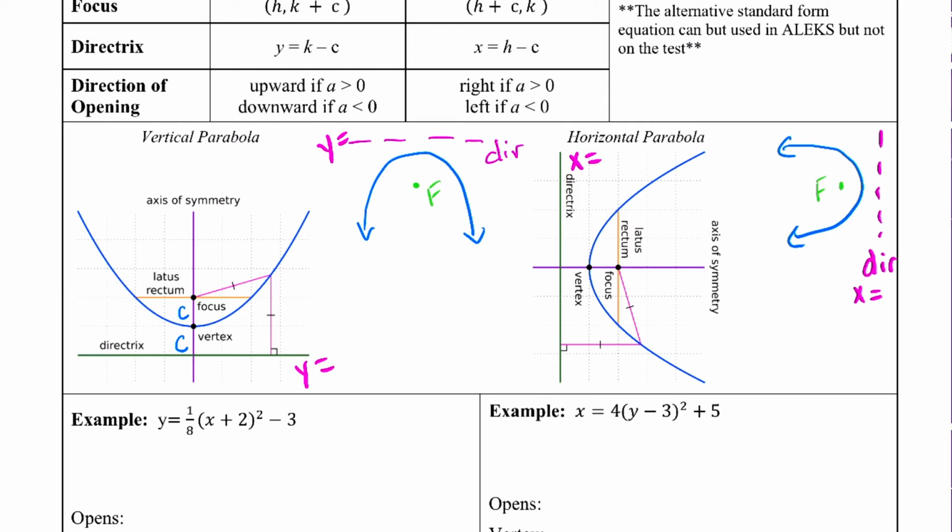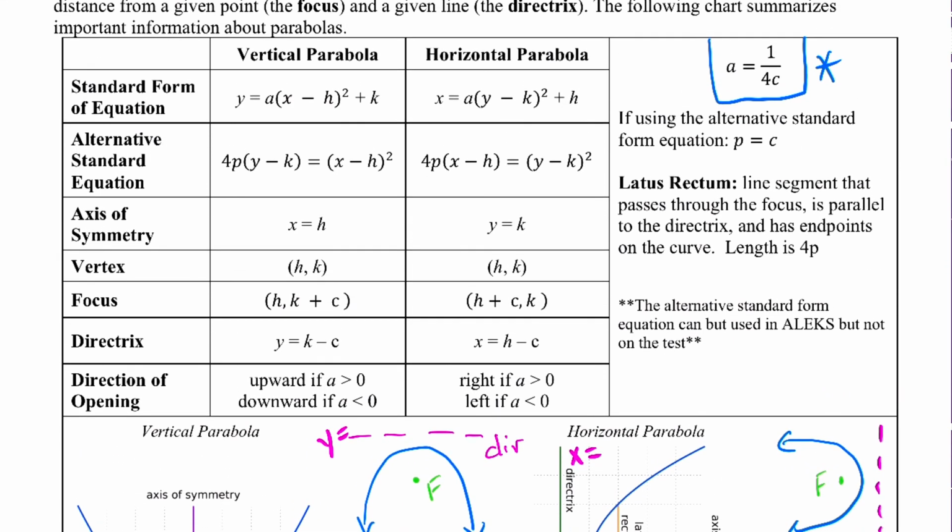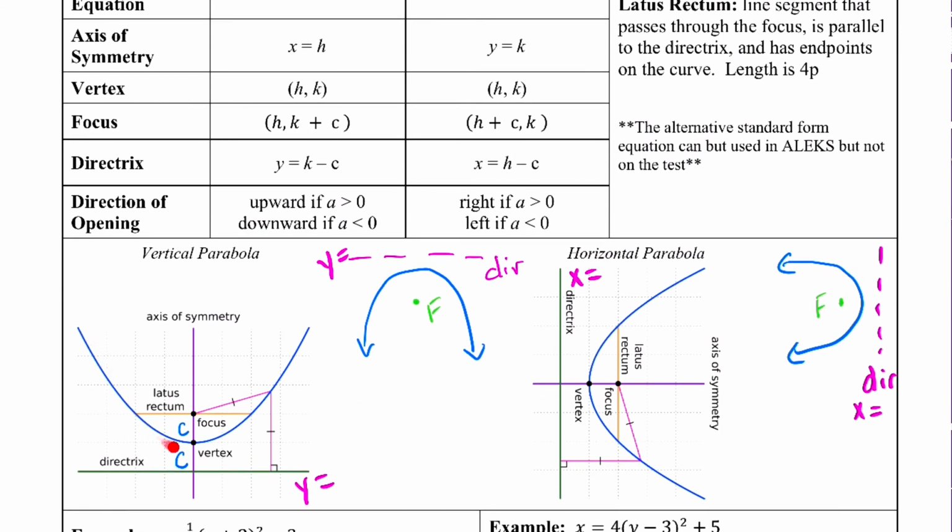Now, also so you guys know, for the focus, since we're dealing with C, and then that formula where A is equal to 1 over 4C, that is determining the direction that it's opening, that A value. So if your A is positive, so here, when it's vertical, that means that your U shape is going to open up like this. And if it's horizontal and our A is positive, it's going to open to the right. If A is negative, then it's going to open down if it's vertical, and to the left if it's horizontal.